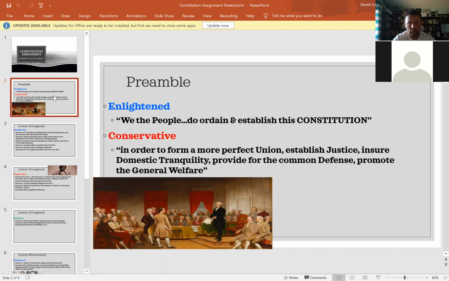Establish a greater, tighter union, establish justice, ensure domestic tranquility, provide for the common defense. Those are all conservative aims, right? In the name of stability and law and order, etc.